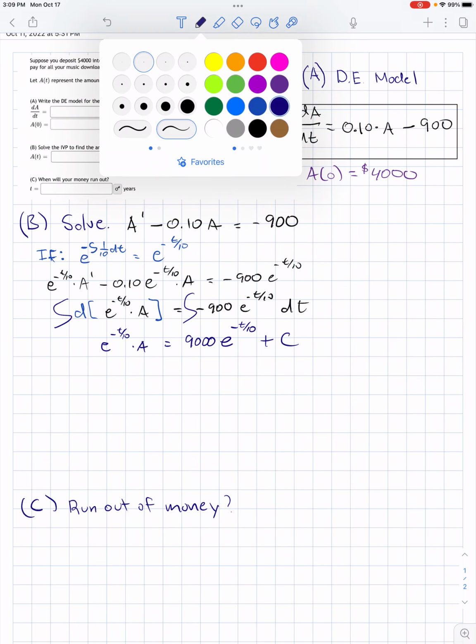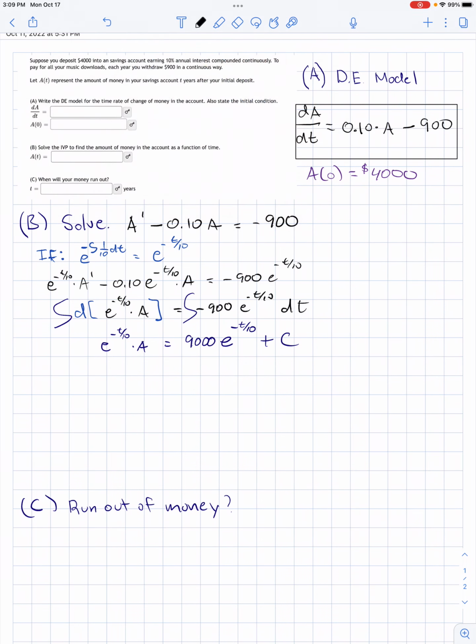And now, use a different color. I want to divide to get A by itself, the whole equation by e to the negative t over 10. And when we do that, we get A(t) is equal to, this cancels out, 9,000 plus C, constant, e to the t over 10.